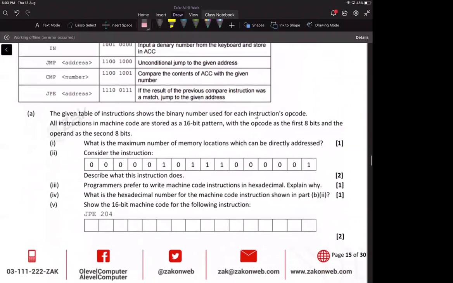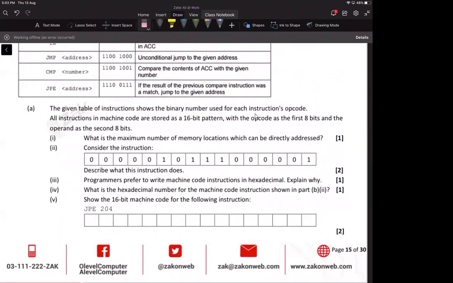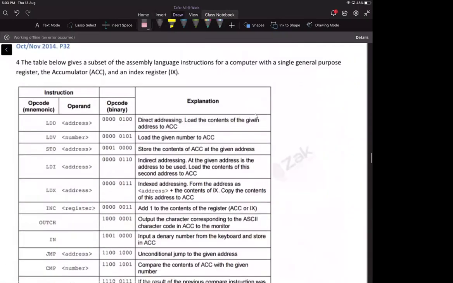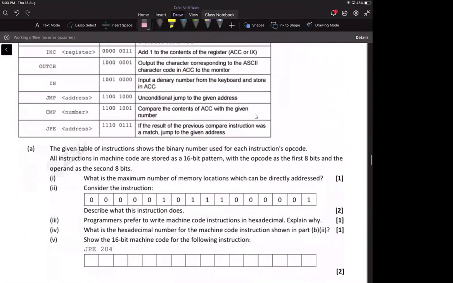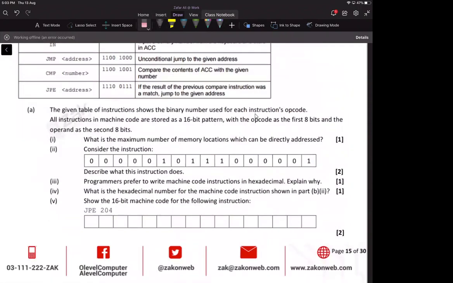The given instruction shows the binary number used for the instruction's opcode. Now be very attentive. We know that opcode is on the left side and operand is on the right side. And from these values, we have an idea that opcode is of 8 bits. So the given instruction shows the binary number used for each instruction's opcode. All instructions in the machine code. So now you need to understand that when they say low level language, it is assembly language. And when they say machine code, it is binary. It is actually the low-level language itself, but the representation is now in binary form. All the instructions in machine code are stored as 16-bit patterns with the opcode as the first 8 bits and the operand as the second 8 bits.